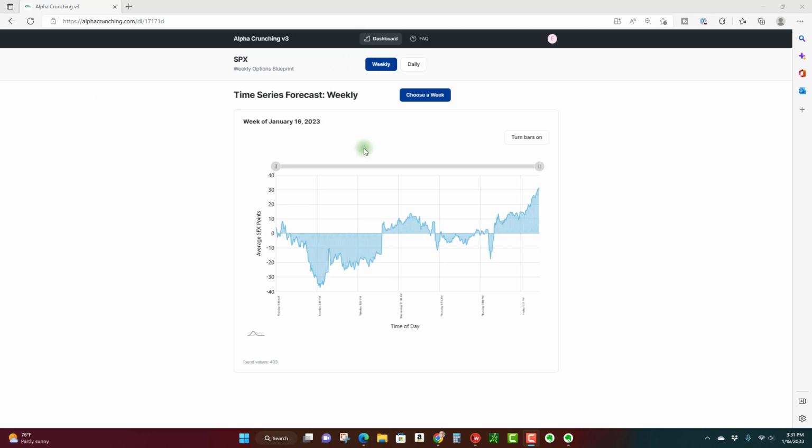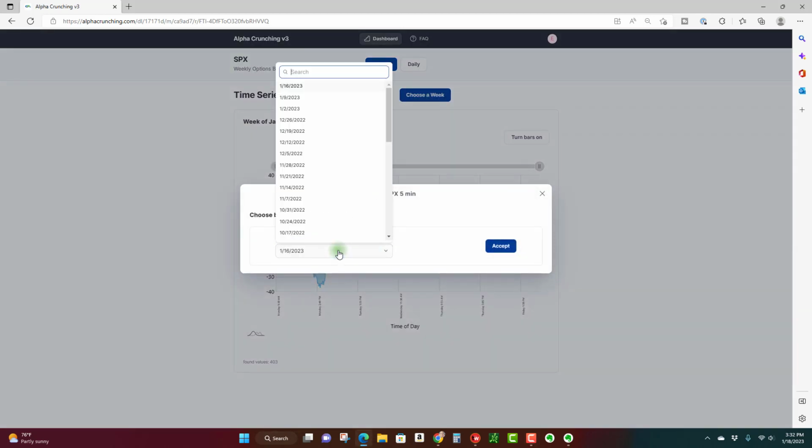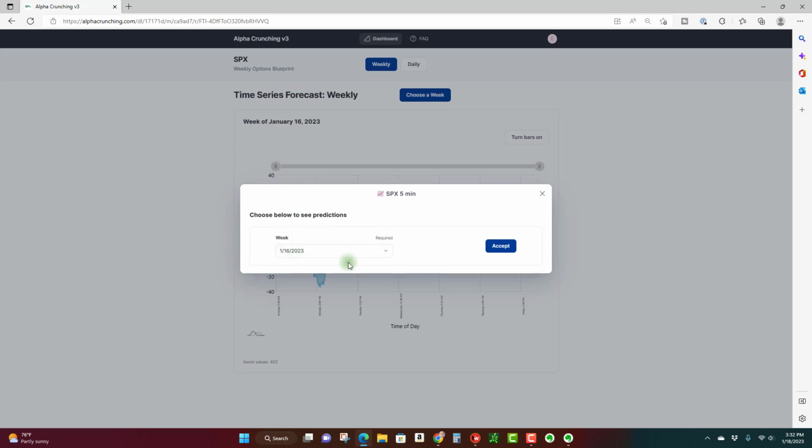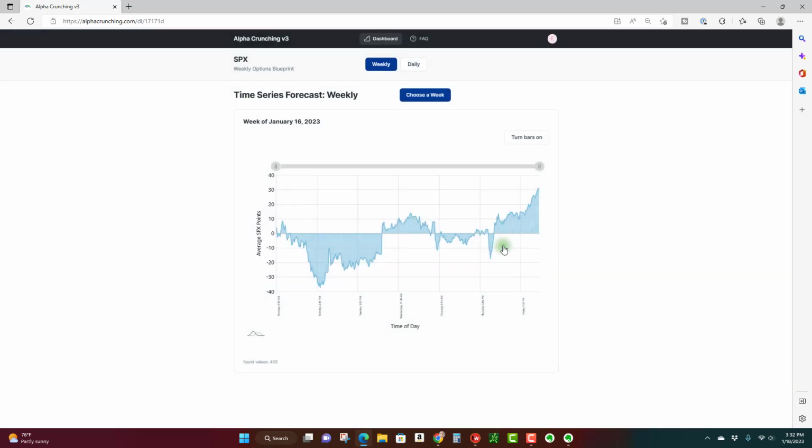We're going to start with the weekly chart, and the first thing we want to do is make sure that we are viewing the latest week available. We do that by clicking the Choose a Week button. There's a drop down where you can go back in time to view previous weeks of data if you want to study or practice. I like to choose the most current week, and as of this video, that is the week of January 16th, 2023.